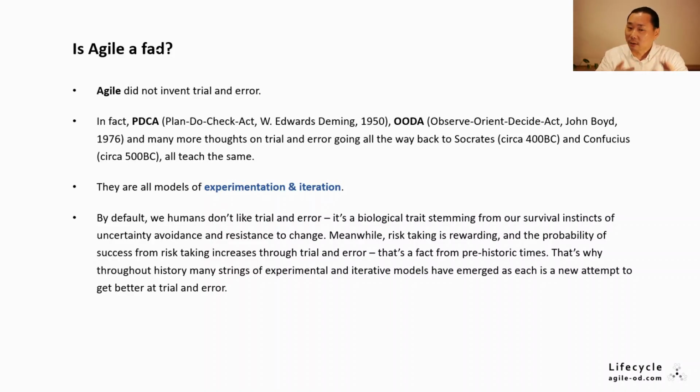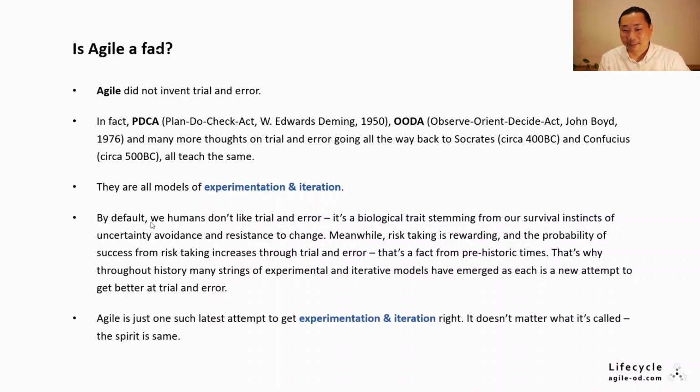It's that strong. But at the same time, it's also universal knowledge and wisdom that risk-taking is rewarding. Risk-taking by trial and error is simply the best strategy out there for evolution. This battle between two opposing forces, resistance to change versus trial and error, we've been doing that for a few thousand years and probably longer. Agile is simply just one such latest attempt to get trial and error, experimentation, iteration right. It doesn't matter what it's called. The spirit is same.